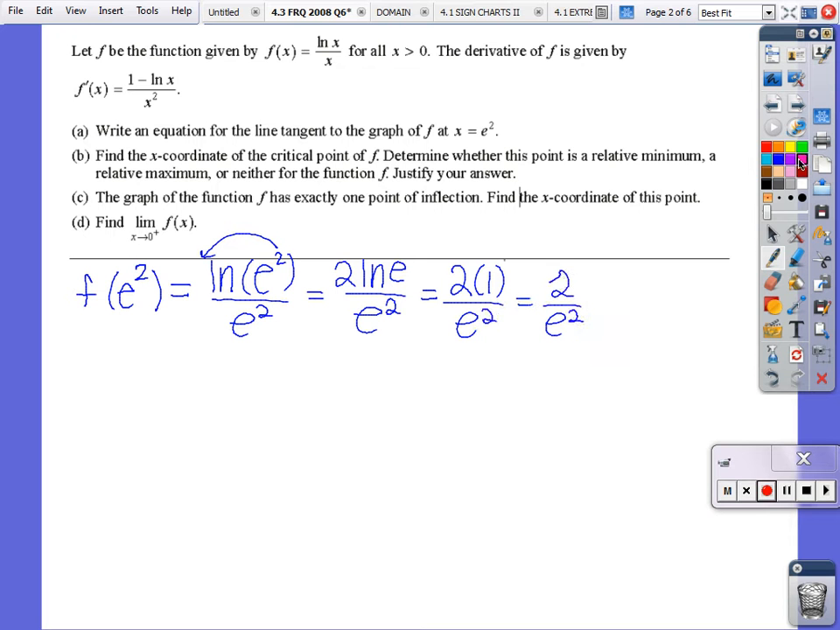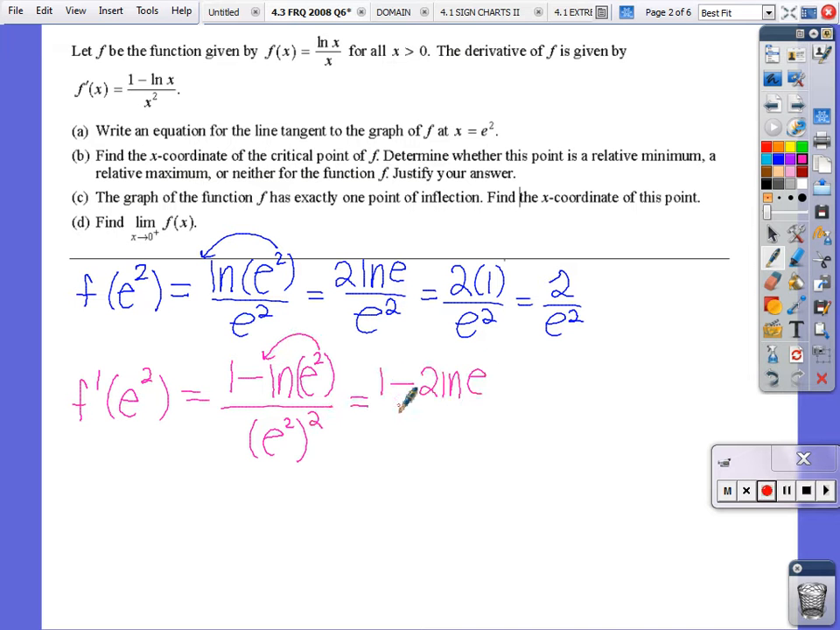Part B, sorry, not part B, but the second part of finding a tangent line, you need the slope, and the slope is the derivative. They gave us that formula. 1 minus ln of the x value that we're finding the derivative at, e squared, over e squared, whole thing squared. Remember, we just did this already, so I'm going to pull that in front, over e to the fourth, we're multiplying those powers. We end up with 1 minus that value of 1, 2 over e to the fourth. So I get negative 1 over e to the fourth.